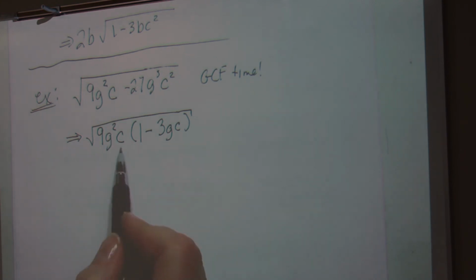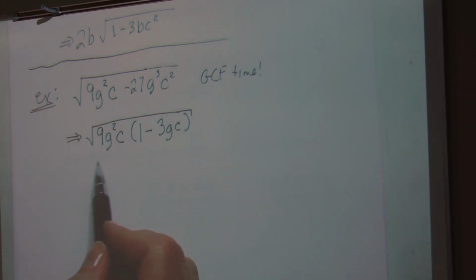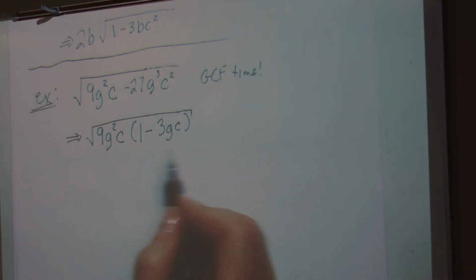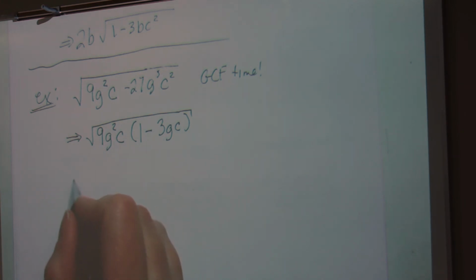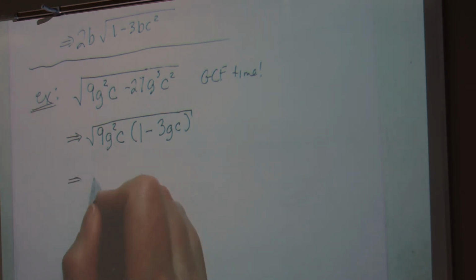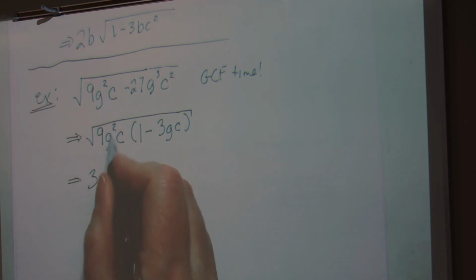All the stuff that you factored out is the stuff that you can only work with, not the stuff in parentheses anymore. What is the square root of 9? 3. What's the square root of g squared? G.